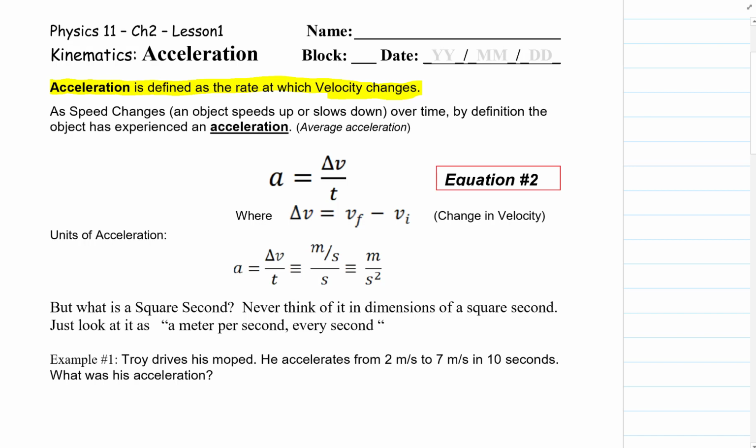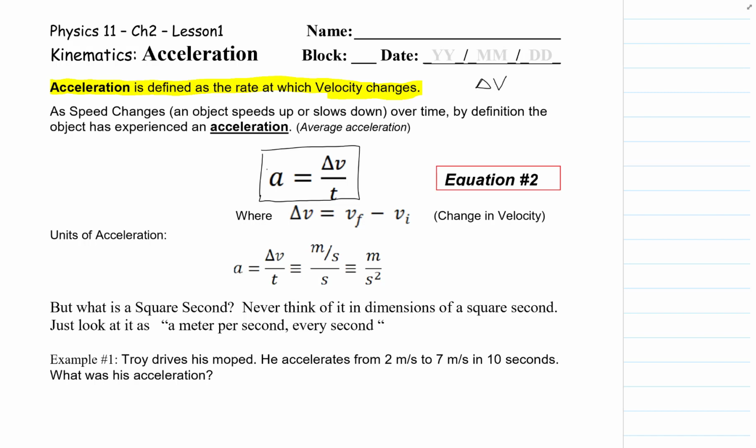We already know that change is delta. So how fast we change the velocity. As speed changes, an object speeds up or slows down. That's what speed changes over time. By definition, the object experienced an acceleration, an average acceleration. And here's our equation. It comes from Science 10 as well. Acceleration is the change in velocity divided by the time.